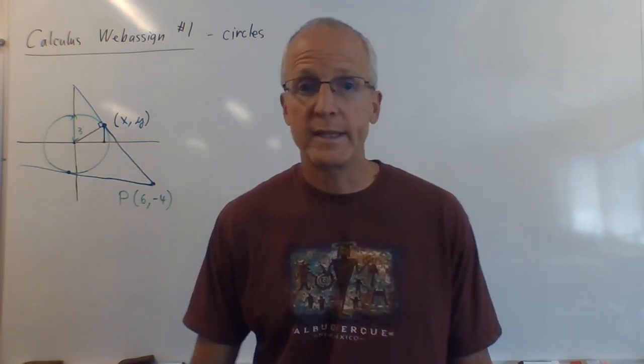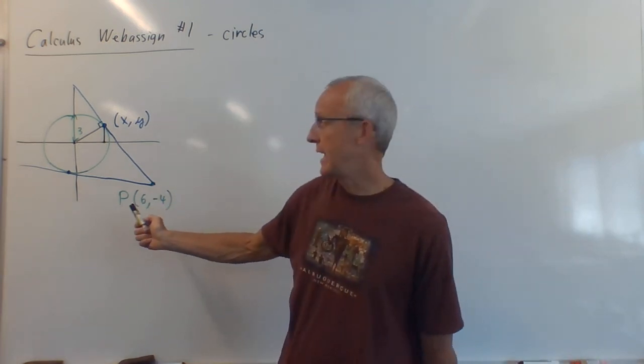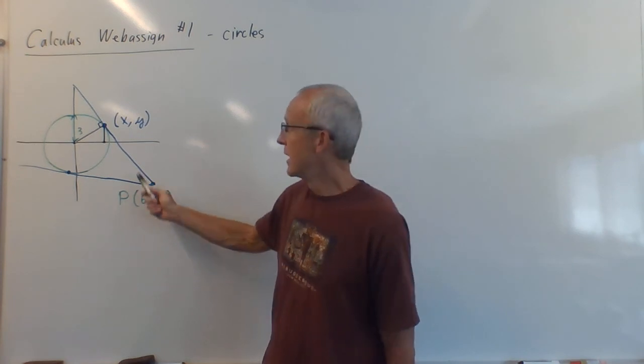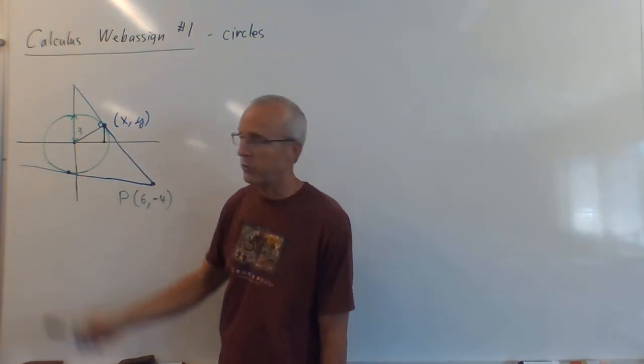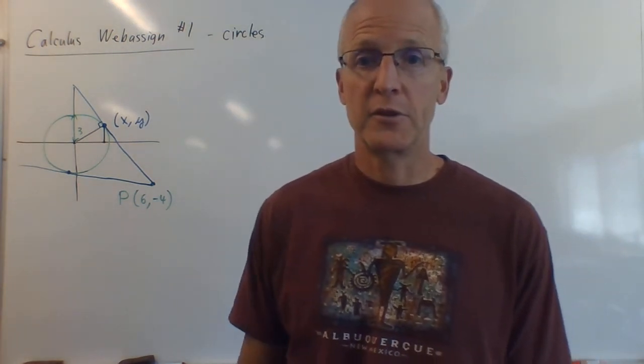Now if we know the points, we know the line, because all you need to figure out the equation of a line are 2 points. We know one of them, it's 6, negative 4. So if we know what that point is and what that point is, we know what the line is. So that's the main idea. We've got to figure out those 2 points.